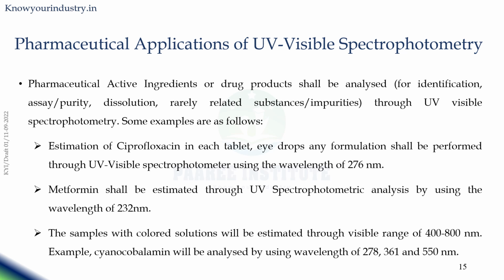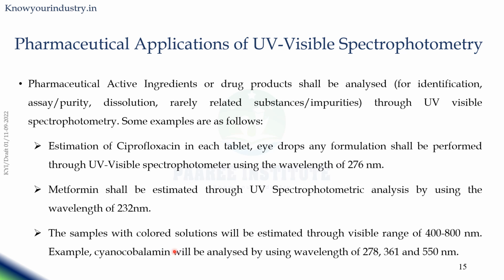For example, estimation of ciprofloxacin in tablets or eye drops or any formulation can be performed by using a UV visible spectrophotometer at a wavelength of 276 nanometer. Also, metformin can be analyzed using UV visible spectrophotometer analysis using the wavelength of 232 nanometer. The matrix can be a tablet or capsule or a solution formulation.